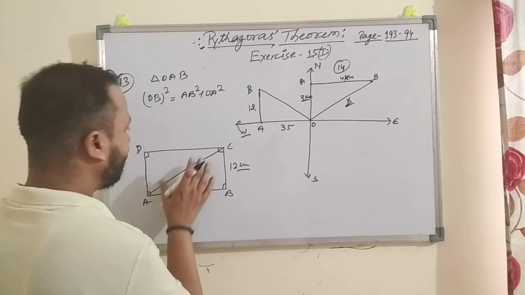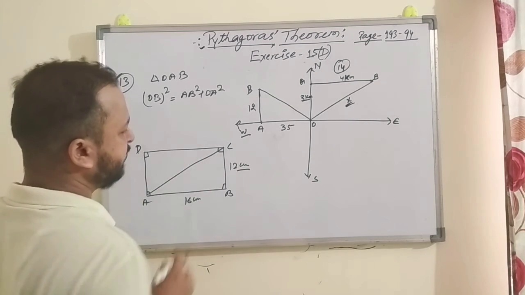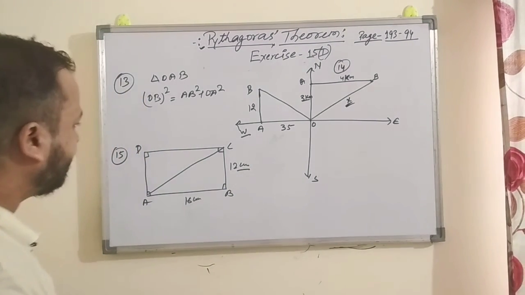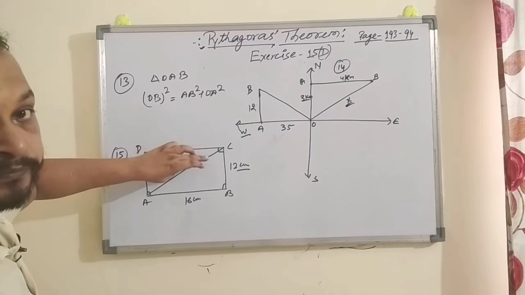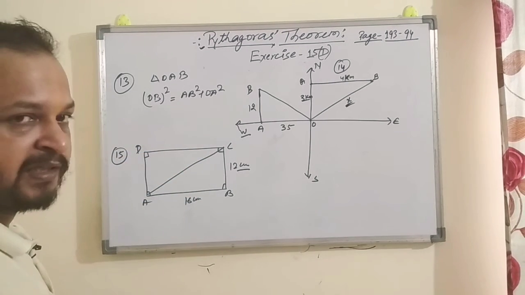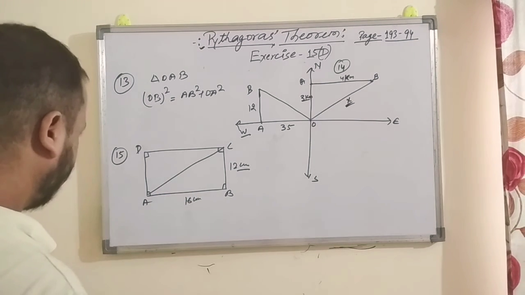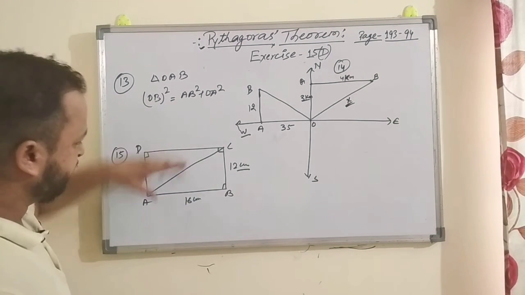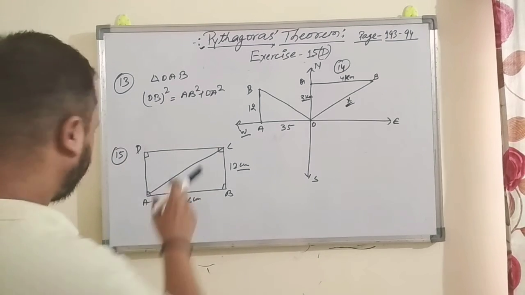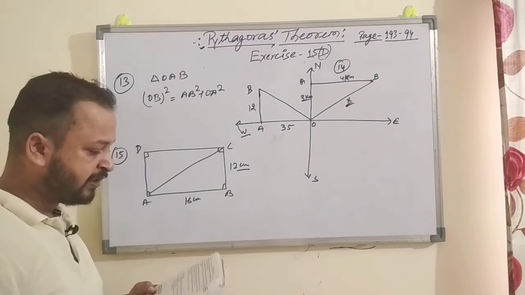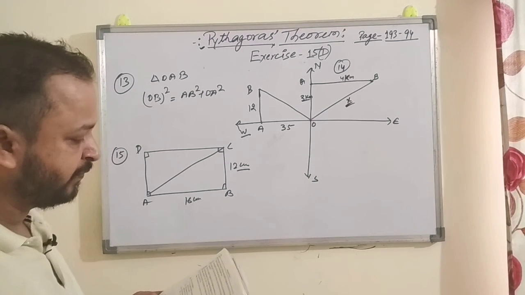Apply the Pythagoras theorem, you have to find out the length of AC. So 16 square plus 12 square, add them, take the square root, you will get the value. This was easy. Apply the Pythagoras theorem. So AC square is equal to AB square plus BC square for this triangle. Now come to the next question. That is question number 16.